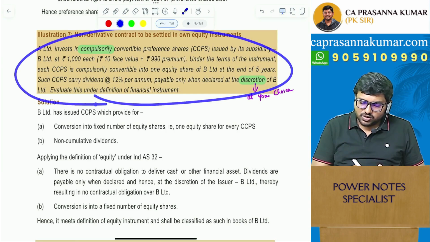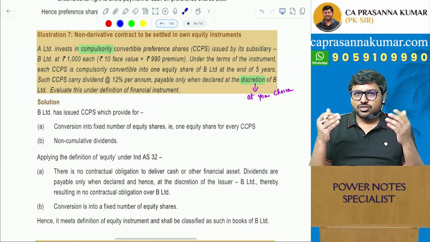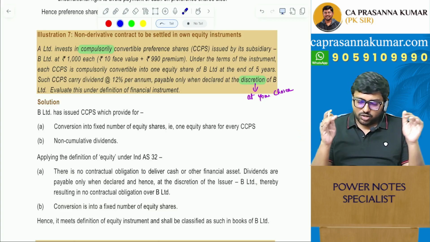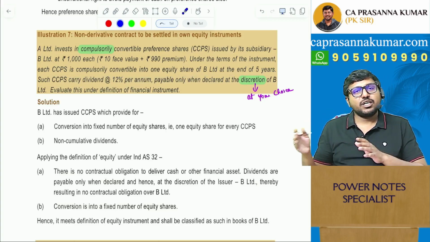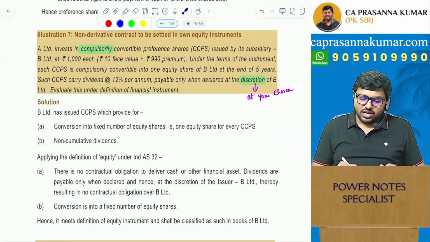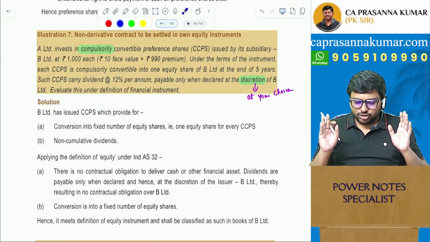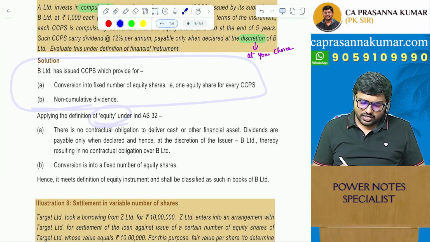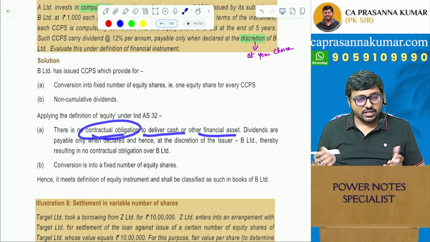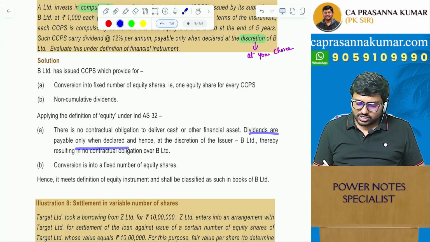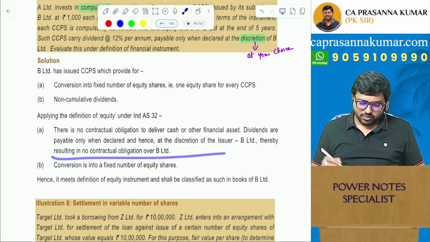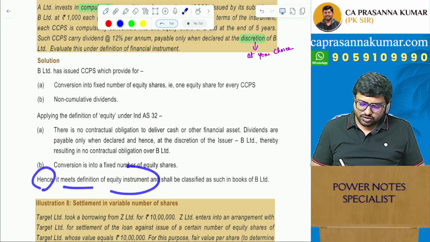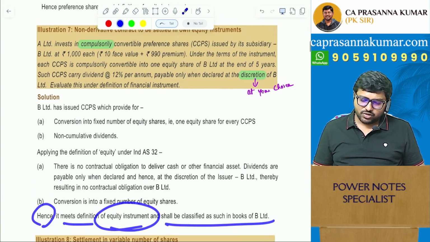So now coming on to this particular question, with respect to dividend, there is no obligation. So it is at its discretion. Therefore, it satisfies the definition of the equity instrument. Also, when it comes to the conversion nature, it is getting converted into a fixed number of equity shares. Therefore, this will be classified as an equity instrument. So you have written both the conditions over here. And according to the definition of equity, there is no contractual obligation to deliver cash or any other financial asset. Dividends are also discretionary. Are you able to understand? Therefore, there is no contractual obligation. Conversion into a fixed number of equity shares satisfies the fixed to fixed test. Hence, it meets the definition of equity instrument and shall be classified as such in the books of B Limited. You got the point?